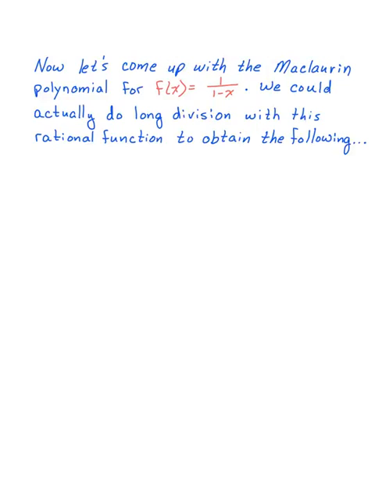All right, so now let's come up with the Maclaurin polynomial for f of x equals 1 over 1 minus x. We could actually do long division with this rational function to obtain the following. All right, so let's go ahead and work this out. So long division, you're going to be taking 1 and dividing it by 1 minus x. All right, so we're going to put some extra terms on here.